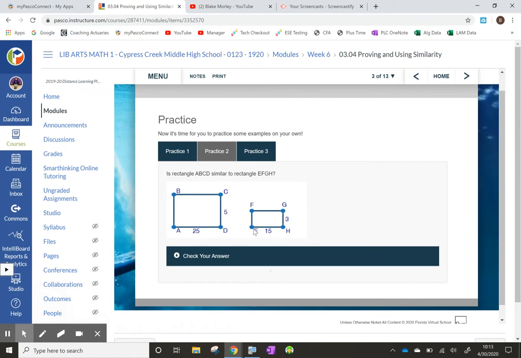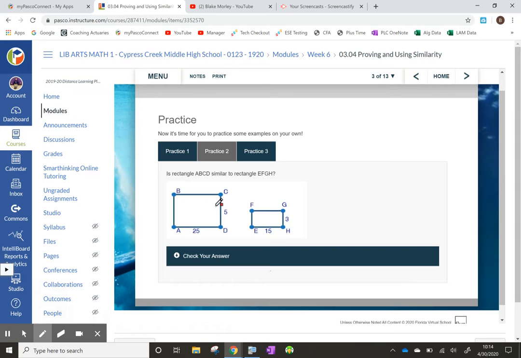All right, practice 2. Are they similar? Is the bigger rectangle similar to the smaller one? One way we can check again is using the proportions, right? Because we already know that the angles are all the same, since they're all 90-degree angles all the way around. But we have to make sure that the proportions are the same too.